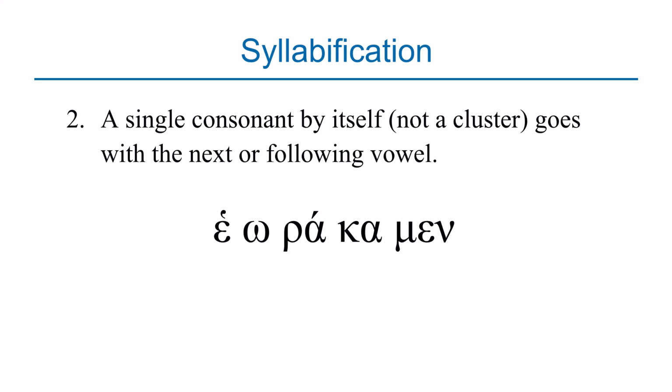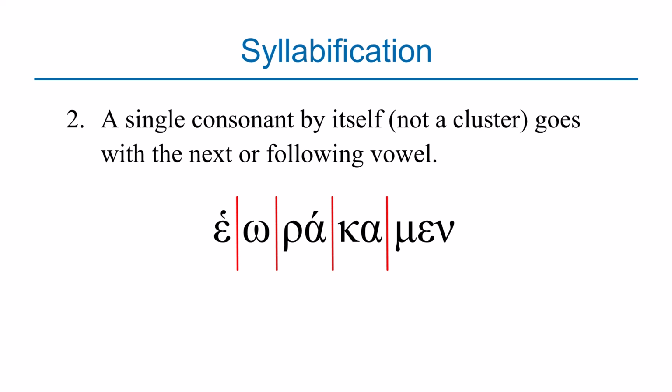So the first vowel is epsilon in this word. So after epsilon, we divide. And the next vowel is omega. After omega, you divide. The next vowel is alpha. After alpha, you divide. The next vowel is alpha again. After alpha, you divide. And the next vowel is epsilon. And after epsilon, we should divide, but will not divide because nu, which is a consonant, should not stand alone, because consonants cannot stand by themselves.